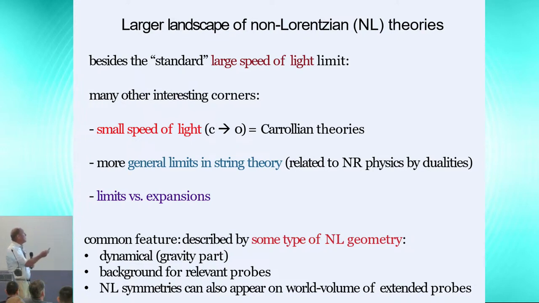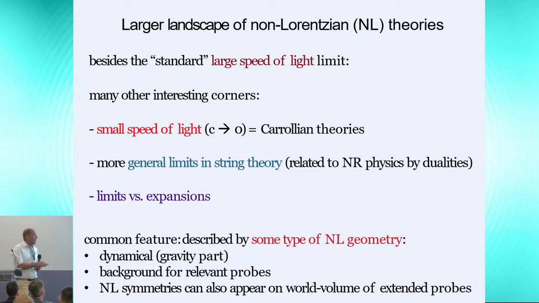Now, what's the common feature of this landscape of non-Lorentzian theories? That they're described on novel curved spacetimes that go beyond Riemannian or pseudo-Riemannian geometry. I call them here non-Lorentzian geometry in the most general sense. And these non-Lorentzian geometries can then appear, for example, in new types of gravity actions when you make them dynamical. These NL geometries appear also as backgrounds for relevant probes, and I will illustrate that.